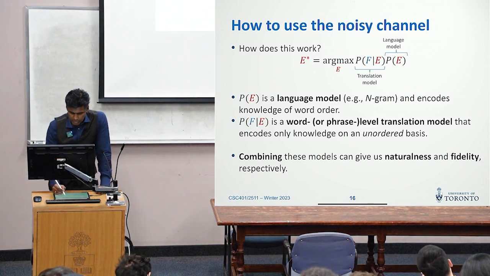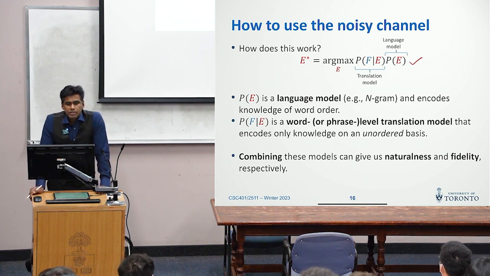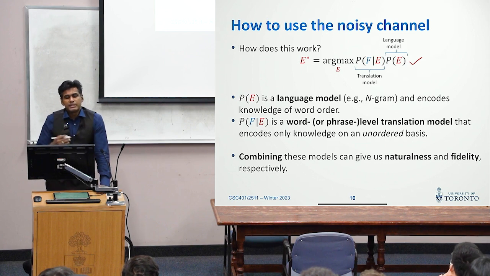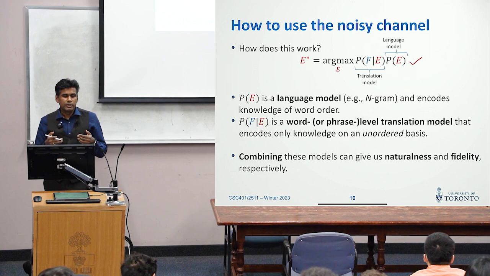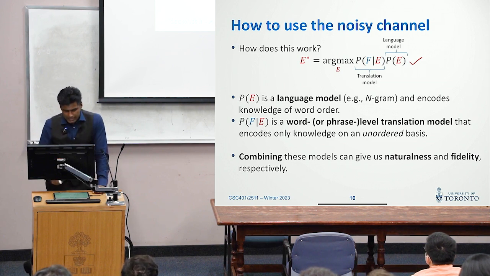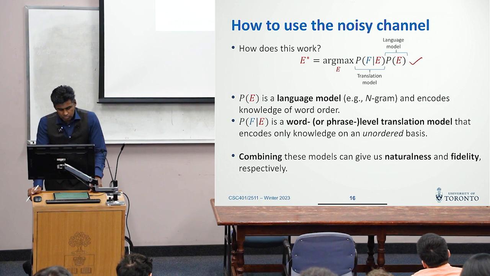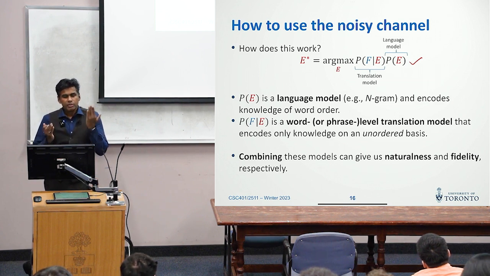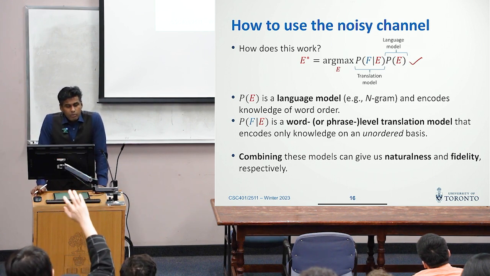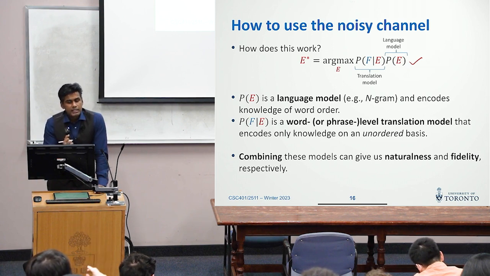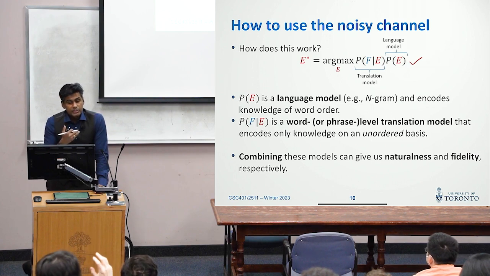Okay, so we have seen this is what we are after, and the language model could be any n-gram model. Basically, the language model is giving us the word order. If you have the language model for English, you have encoded the knowledge of how words are ordered in English. And F given E could be a word-level or phrase-level translation model that encodes knowledge on an unordered basis. So French given English is just giving us sort of word-to-word translation, like a dictionary: if it's a cat, what is the French word, and so on. So what I want to convey is that we need both of these in order to get a translation that is both correct and has naturalness to it.